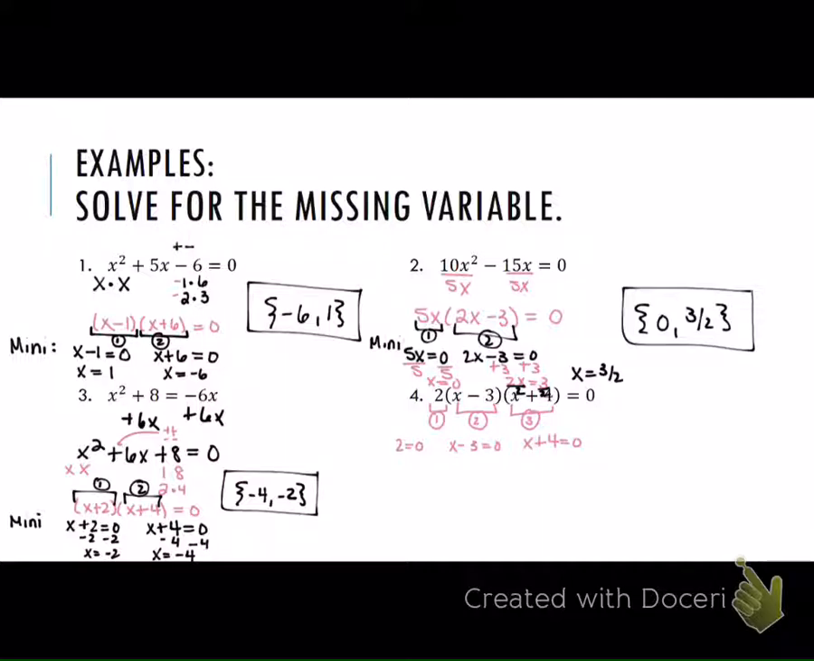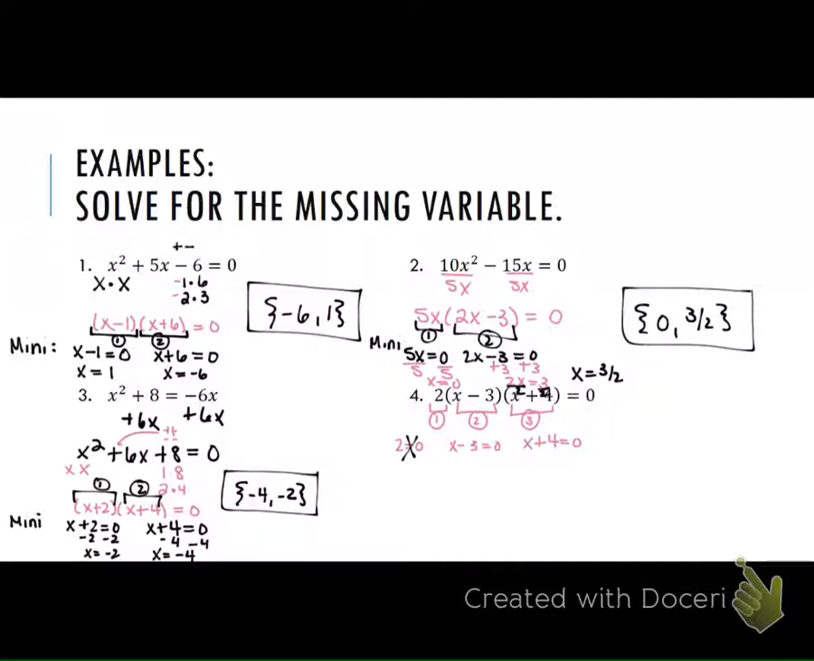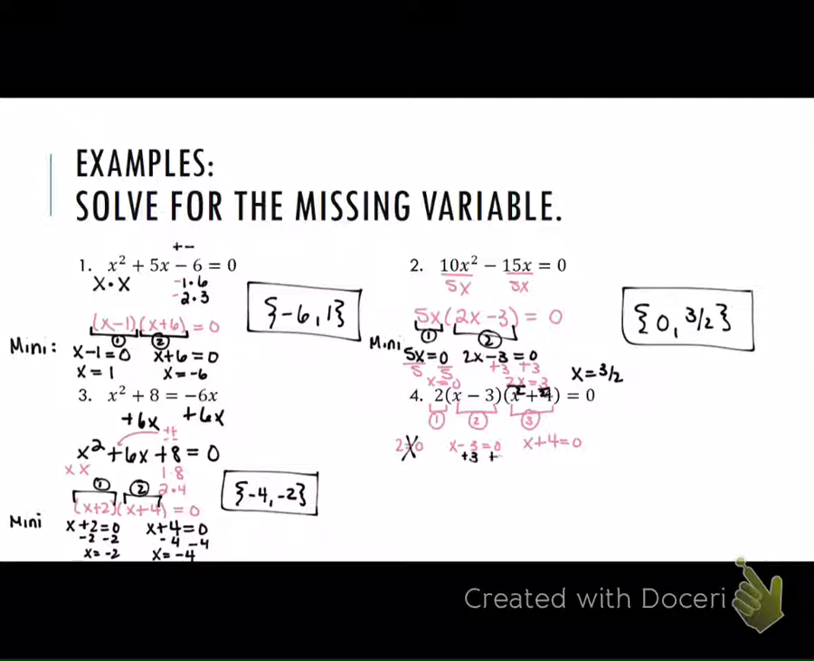Something does not make sense up here. 2 does not equal 0, so that's not true, so we're going to cross that off. That means x equals 3 and x equals negative 4.